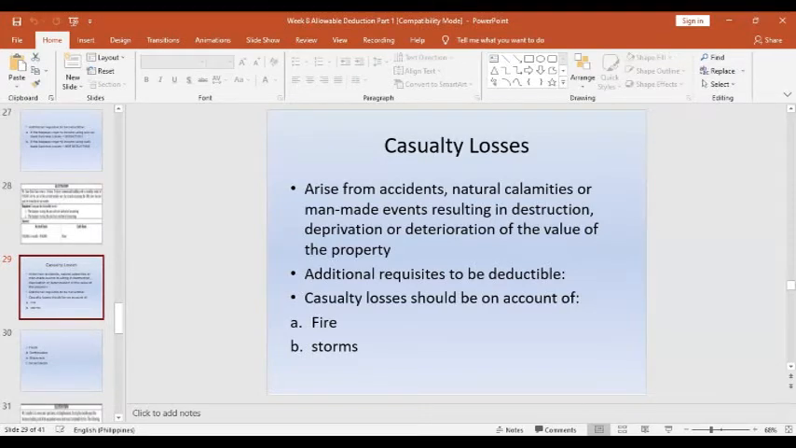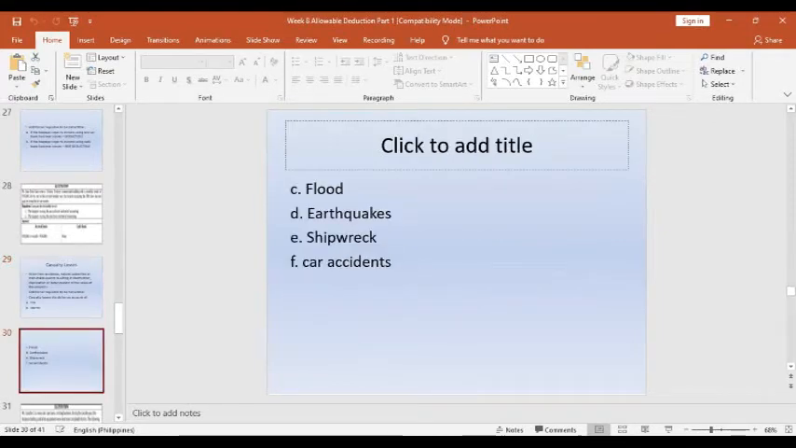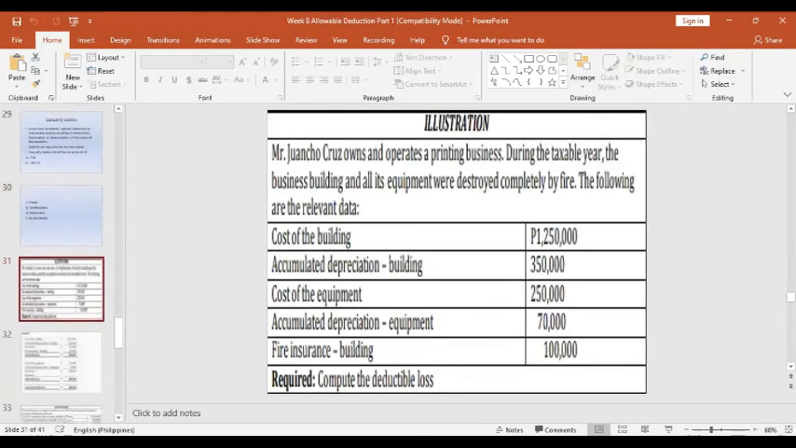So first, there is an additional requisite to be deductible: the casualty losses should be on account of the following: fire, storms, flood, earthquakes, shipwrecks, and even car accidents.